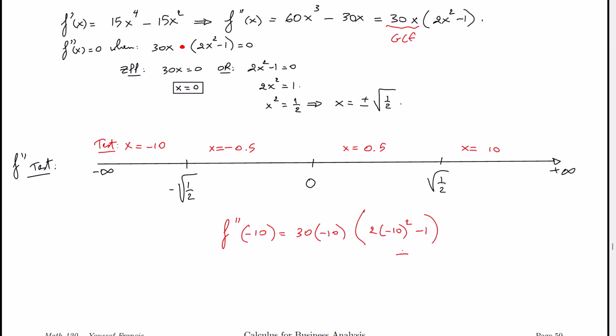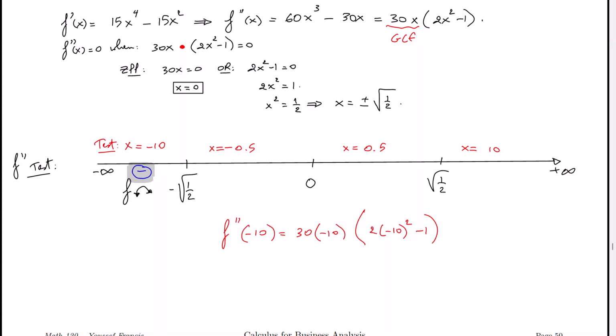Well, ultimately, this is just a positive number. 30 times negative 10 is going to be a negative number, and when I multiply those two guys, negative with positive, the answer is going to be completely negative. So that means on the first interval, I'm going to have a minus sign. And because this is the second derivative, the function is concave down on this interval. It's negative, so it's concave down. Okay, I apologize. I said up, but I meant down.